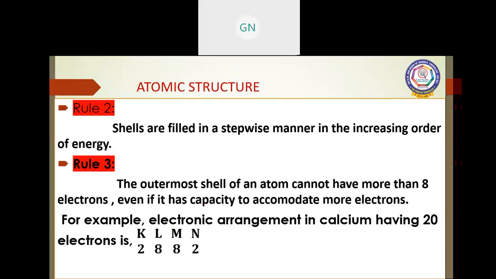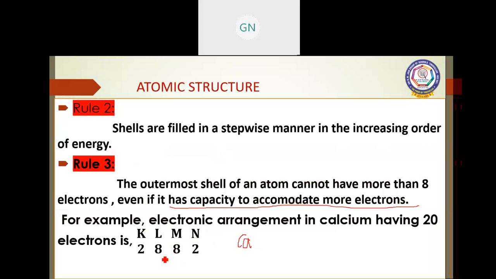Rule 2: Shells are filled in a stepwise manner in increasing order of energy. So 2, 8, 18, like that, in increasing order of energy, the electrons can be filled. Rule 3: The outermost shell of an atom cannot have more than 8 electrons. Even if it has more electrons, the outermost shell can occupy only 8 electrons.